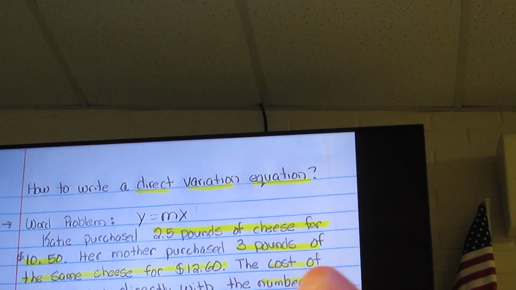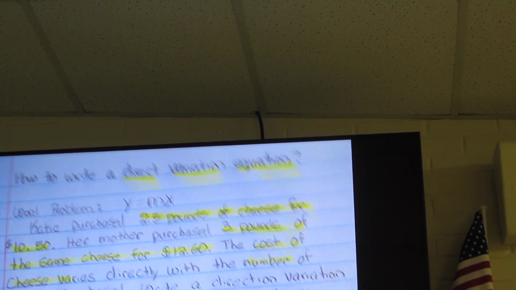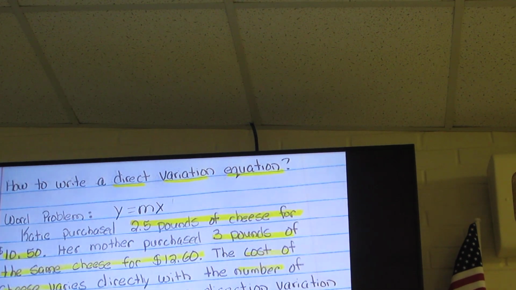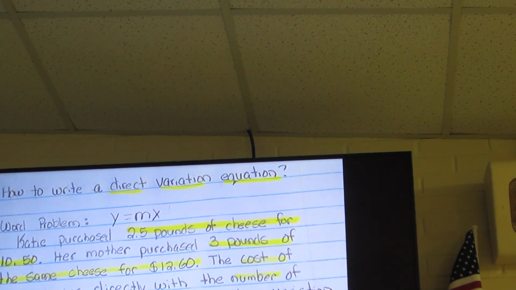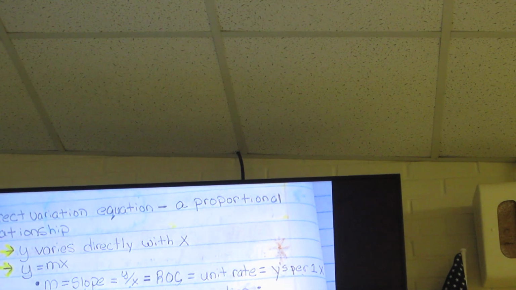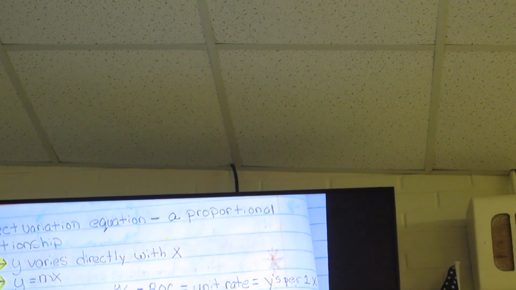Then graph the equation. Well, I have 3 steps right here because I taught my students 3 steps to writing a direct variation equation. And here are my 3 steps. When writing a direct variation equation, you find m. M is equal to slope, which I have lessons on. M is equal to y over x. When you have a direct variation equation, which is what we have, it's equal to the rate of change, it's equal to the unit rate, which means the unit rate tells us how many of the y variable you have per one of the x.